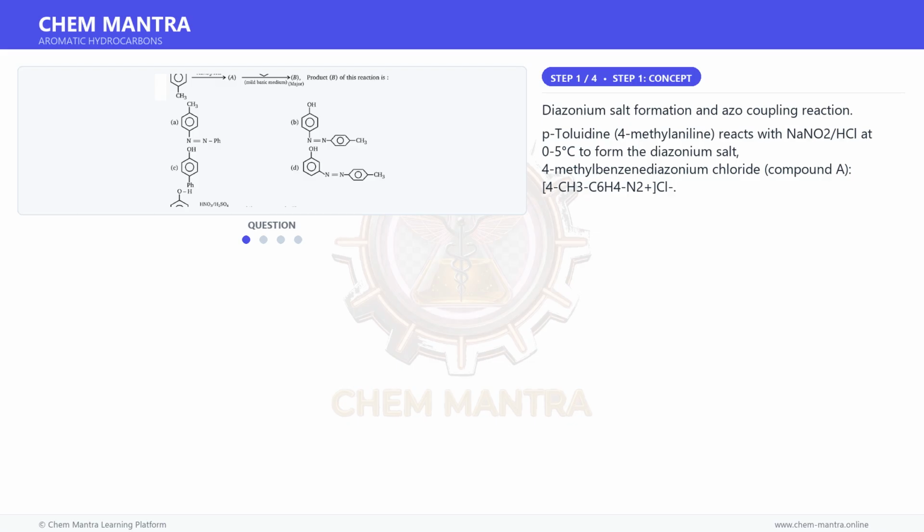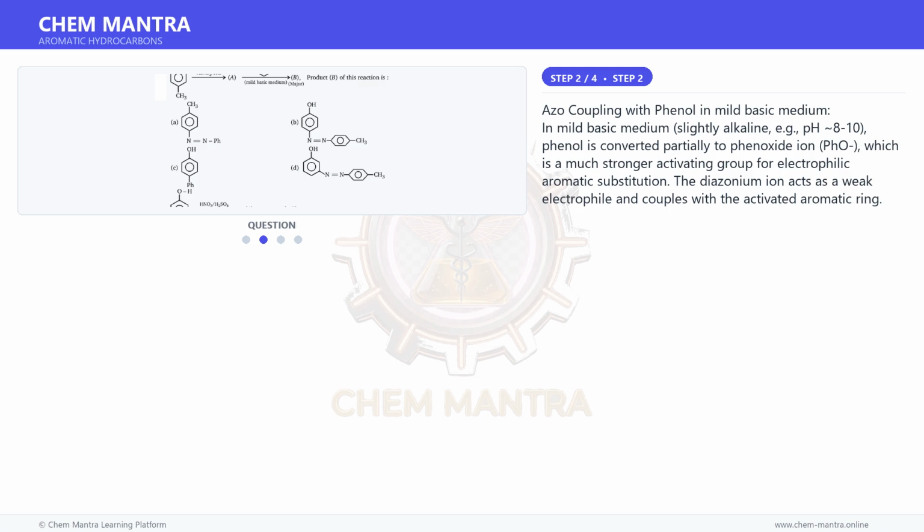P-toluidine, 4-methylaniline, reacts with NaNO2/HCl at 0 to 5 degrees Celsius to form the diazonium salt, 4-methylbenzenediazonium chloride, compound A, 4-CH3C6H4N2+ Cl-. Moving on to the next step.